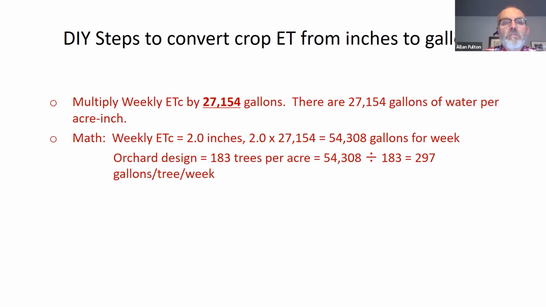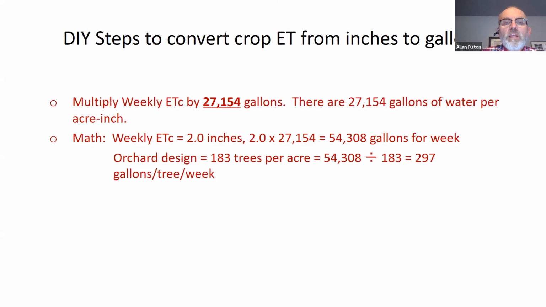Here is the calculation. 2 inches of ET multiplied by 27,154 equals 54,300 gallons for a week of crop ET. Yes, our crops do use a lot of water. It takes a lot of water to grow our crops, and while they're transpiring water, carbon is incoming, and that's the source of the sugars used in photosynthesis to grow the tree and produce the fruit.